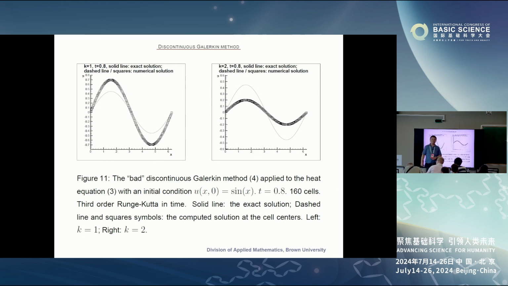So then I said to Mengping, either you made a mistake or Lax is wrong, or the method is unstable. Because Lax says if the scheme is consistent and it's stable, it has to be convergent. I'm seeing that it's not convergent, and you are telling me it is consistent. So you have to prove it's unstable. It is unstable, but it's very difficult to prove this thing is unstable because it's a very, very mild instability.